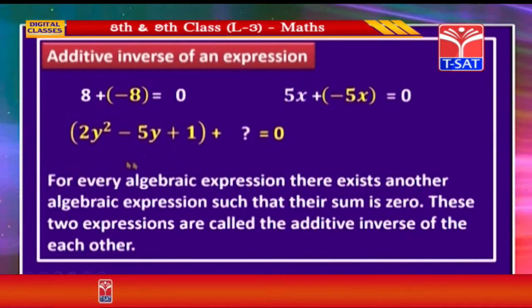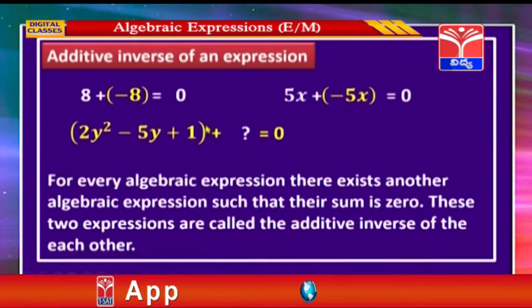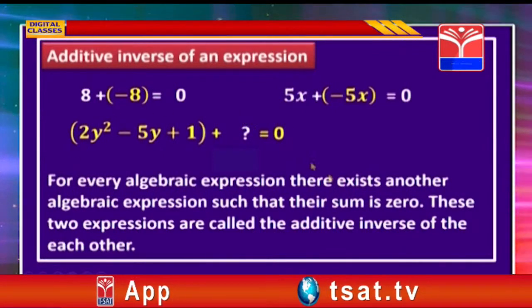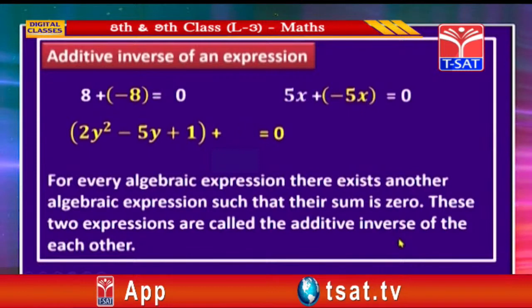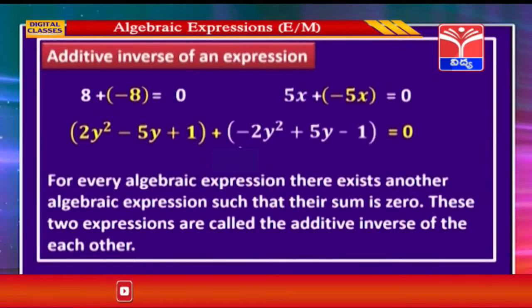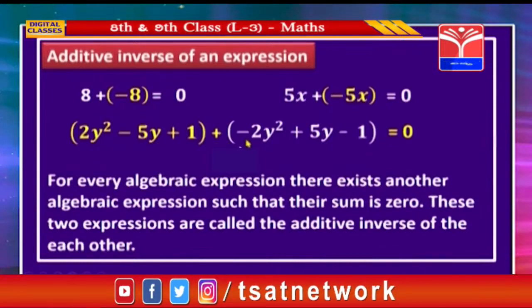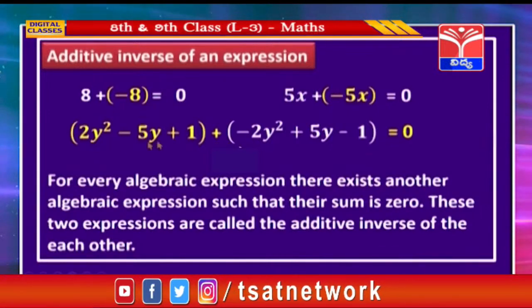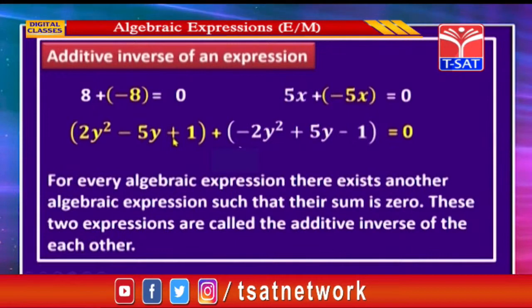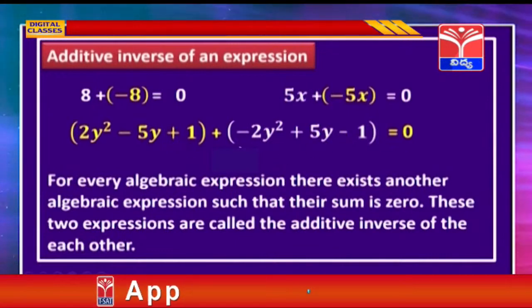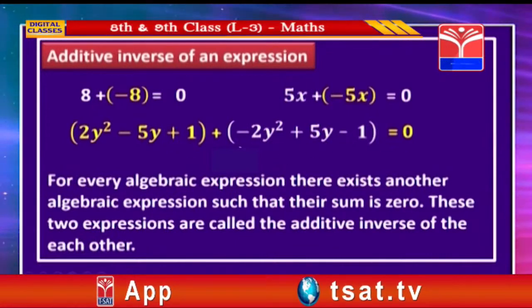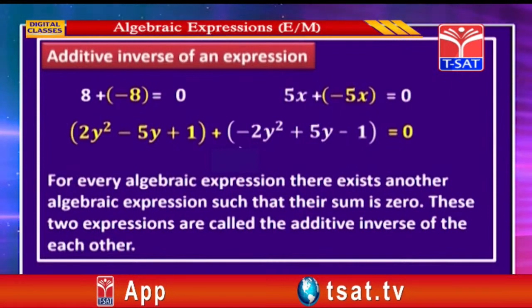Let us take another example also, children. Now to this algebraic expression, which one if I add do I get 0? For that, I simply change this expression itself. See, here plus is there, it becomes minus. Here minus is there, it becomes plus. Here plus is there, it becomes minus. So you need to just change the symbols, plus to minus and minus to plus.